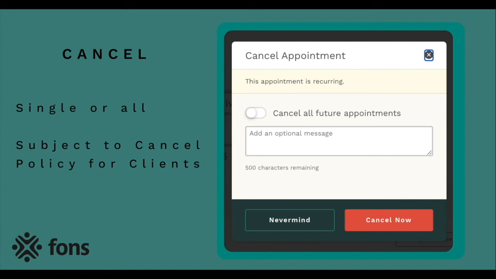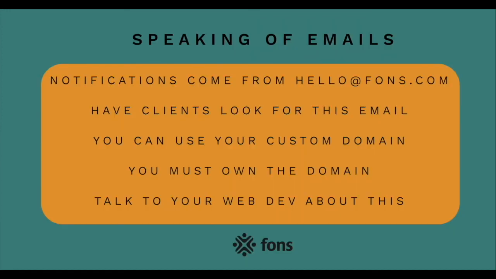That's up to you. Speaking of emails, all of the notifications from the system are going to come from hello@fons.com. So you want to make sure your clients are looking for that email. We have a new integration you're welcome to use that allows you to hook up your own custom email domain into the system to where the notifications will all come from yours. The deal is it's got to be your domain. So I own ericbrandner.com. I can have my emails come from info@ericbrandner.com.